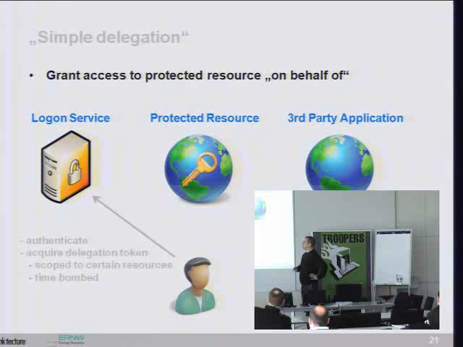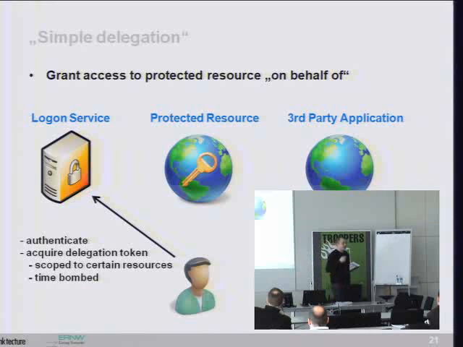So the idea is this: you log on, you authenticate, you get a so-called delegation token. Think of this token as your valid parking key. Okay? This token is scoped to certain resources, aka certain Flickr pictures, and is time-bombed, meaning you have 1 day and then the token expires.